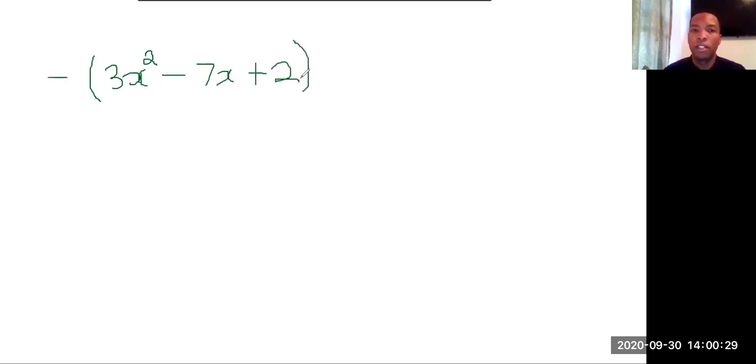Let's look at another question. Let's make this one a little bit more involved. Let's put a 3x squared minus 7x plus 2. Let's put a minus sign out here, and let's put another minus sign right there. Minus 3, I like 3 for some reason, 4x squared plus 8.